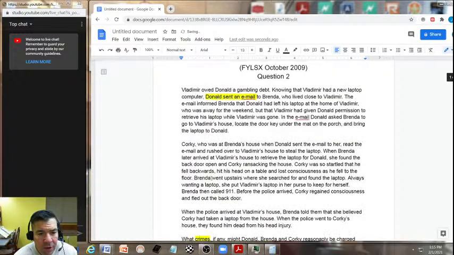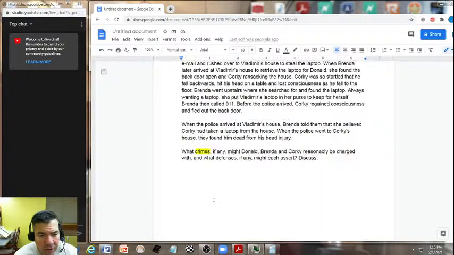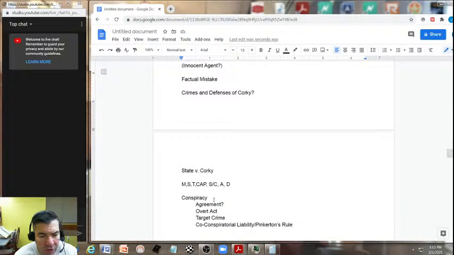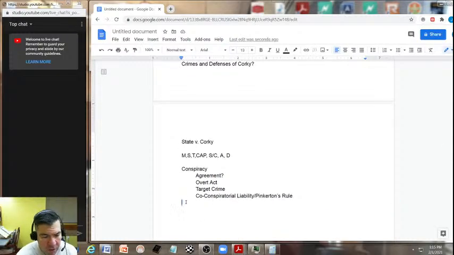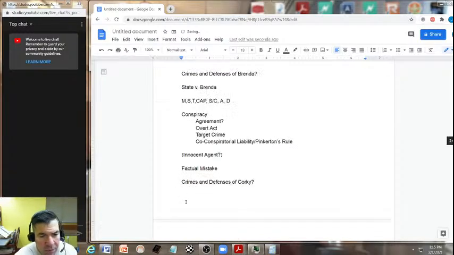Okay, up here. Now, this is when Corky, who was at Brenda's house when Donald sent the email to her, read the email and rushed over to Vladimir's house to steal the laptop. When Brenda later arrived at Vladimir's house to retrieve the laptop for Donald, she found the back door open and Corky ransacking the house. So, she found the back door open. Okay, so for Corky, I want to make sure here that we throw in an additional crime as well. Not only do we have, I was going to say burglary at least, okay. I want to make sure to talk about common law in that instance and modern law.